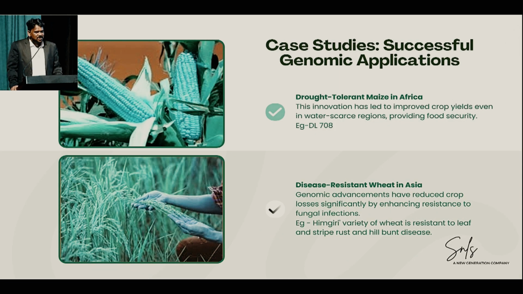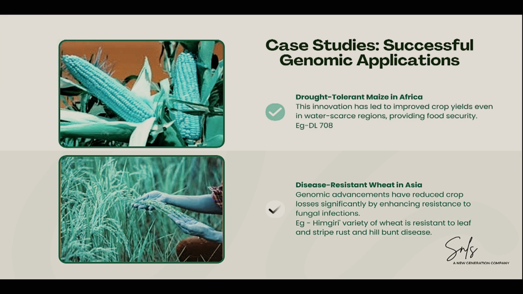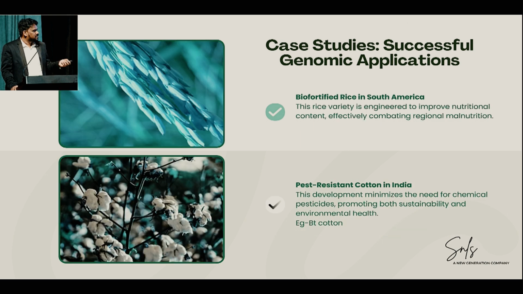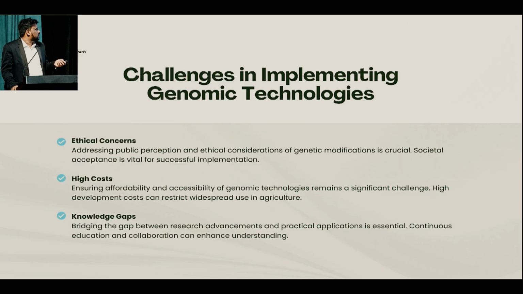As case studies of what has happened, I will give some examples. Drought-tolerant maize in Africa, and disease-resistant wheat in Asia, already have genomic integration in the crop. These are already available and in use. Another is biofertilizer in South Africa, and pest-resistant cotton in India, Bt cotton, which is also already available.